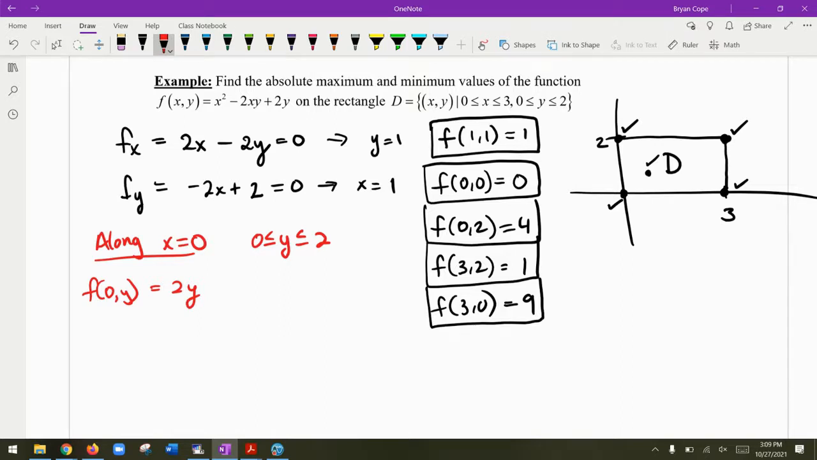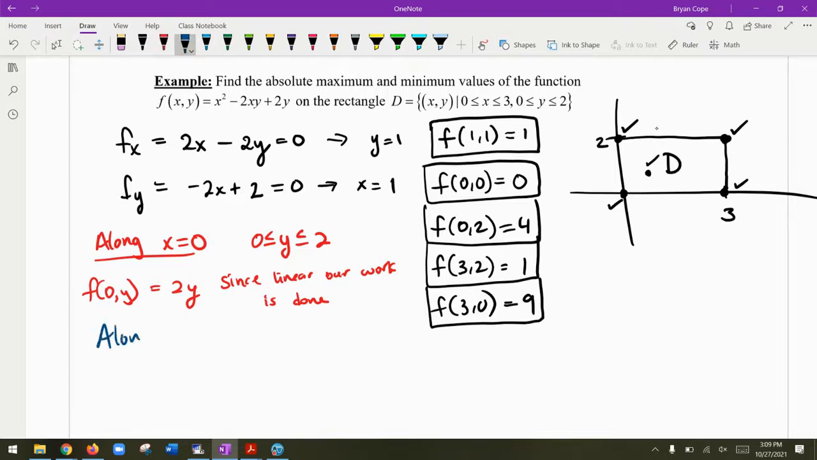But this is easy. 2y is linear. It doesn't do anything interesting. So we can just say, since linear, our work is done. Okay, maybe don't be that dorky in your notes, but because we've already checked the endpoints, and clearly a linear function is going to take on its extreme values at the endpoint. So there's no critical points of 2y. No work necessary.